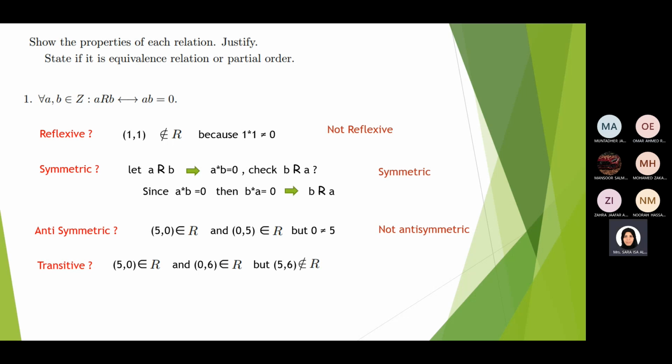The order and the pairs are very important. If you say (5, 0) belongs to R and (6, 0) belongs to R, then (5, 0)... yes, it is a possible case. But here, no. I need one pair to end with 0 and the next to start with 0. Here we have different elements, and the multiplication of them is not equal to 0. So this is not a transitive case.